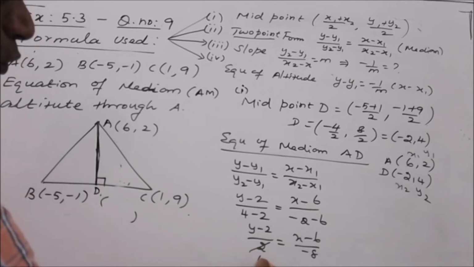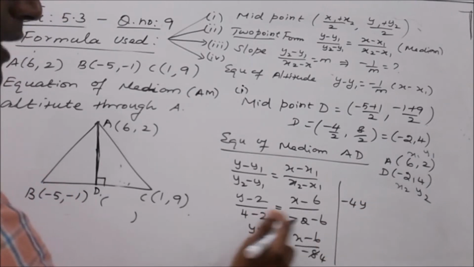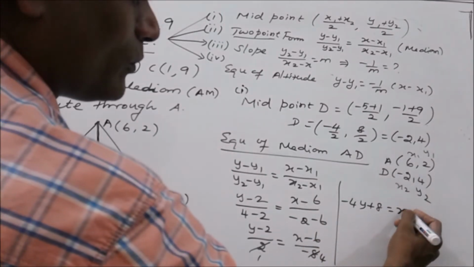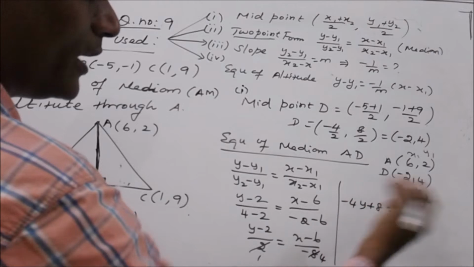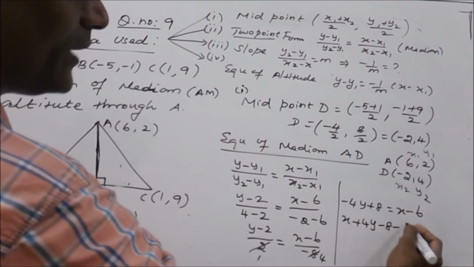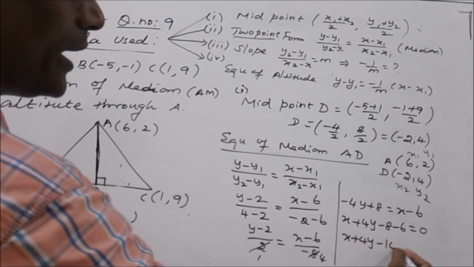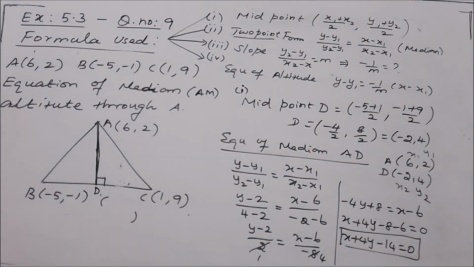Now cancelling these two, 1 here 4, cross multiply it, we have 4y - 8 = -(x - 6). Now bringing one side, x + 4y - 8 - 6 = 0. So x + 4y - 14 = 0 is the required equation of the median passing through A.